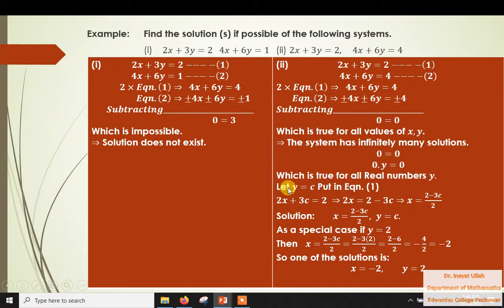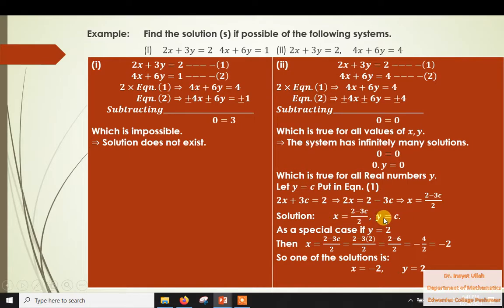Let's say I choose y is equal to c, where c is a real number. Put this y in equation 1 or equation 2. Whenever you put y is equal to c in equation 1, we'll get 2x plus 3c is equal to 2. Transferring 3c to the other side to get 2x is equal to 2 minus 3c, and dividing to get the value of x. So the solution is x is equal to (2 minus 3c) by 2, and y is equal to c.